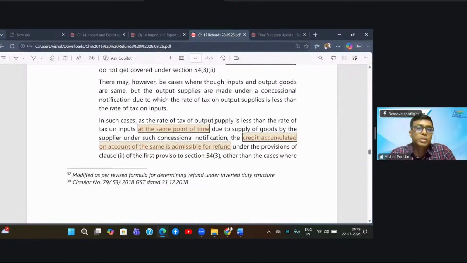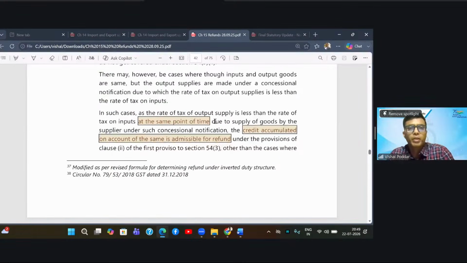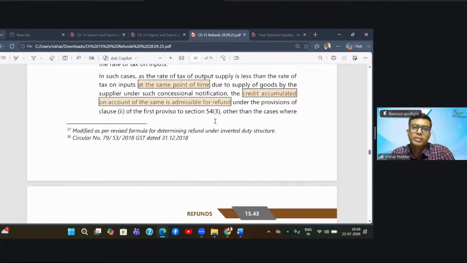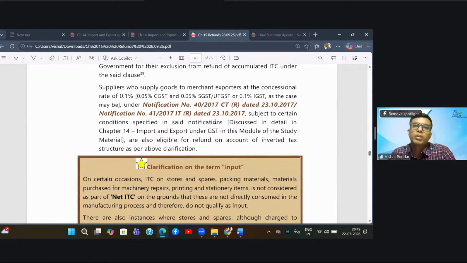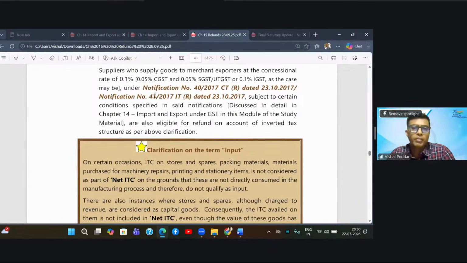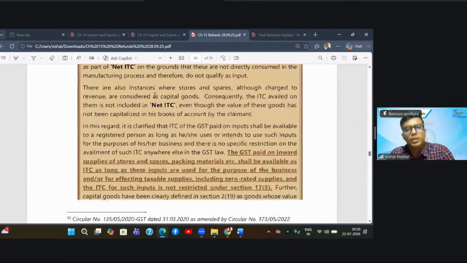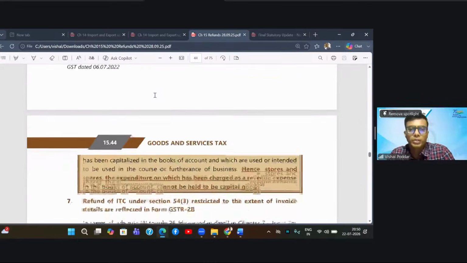So inverted duty structure means where the rate remains constant for your input and output, and then there is an inversion. But if because of change in rate there is an inversion, that is, at the time of purchase the rate was high, but at the time of sale the rate is low, we will not treat it as inverted duty. Next, in case of merchant export, where they are going for that concessional notification of 0.1%, they are very much eligible to be covered under the inverted duty structure refund.